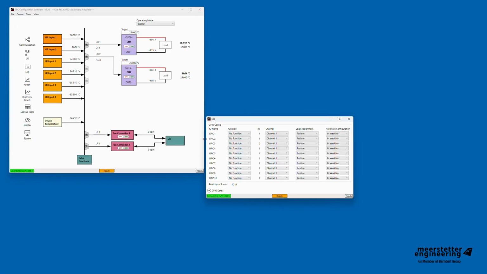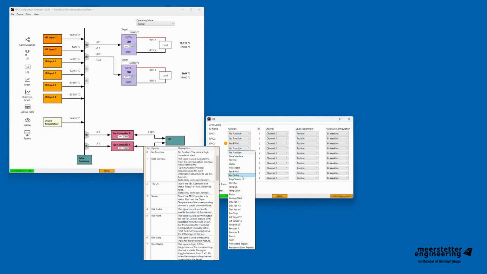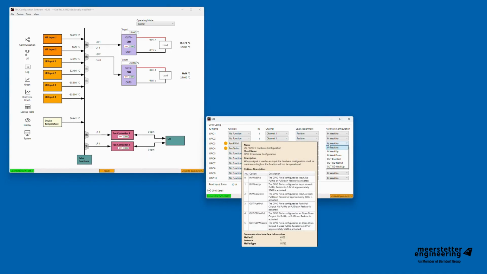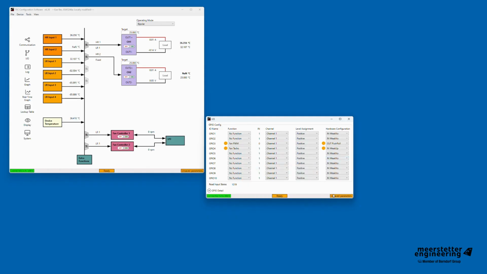First, open the free TEC configuration software from Meerstetter Engineering. We begin by setting up GPIO 3 and GPIO 4 for fan control. GPIO 3 is configured as a PWM output with push-pull mode, while GPIO 4 is used as a tachometer input with a weak pull-up resistor. This setup allows us to control and monitor the cooling fan connected to channel 2.